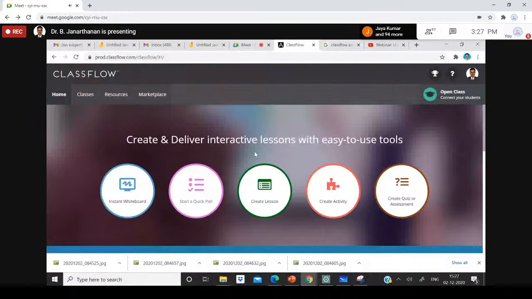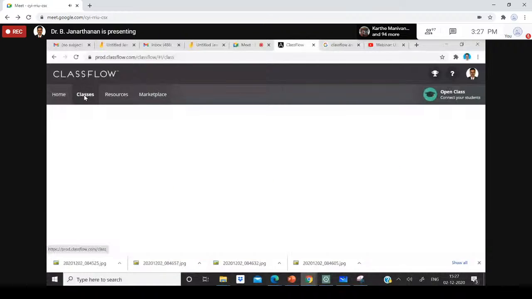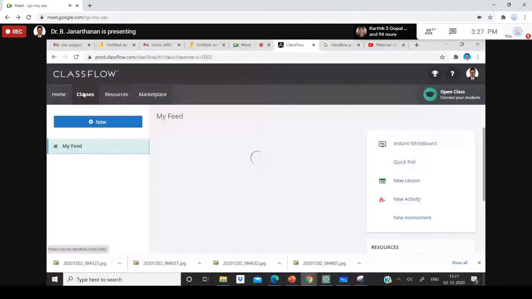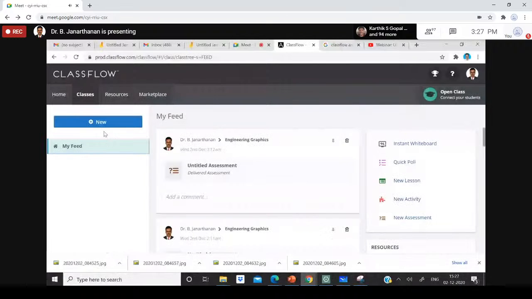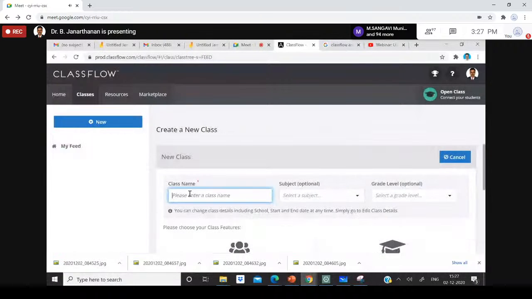They are born with these devices, so it is easy for them to learn when compared to others who are digital migrants. So we are all called migrants, and the young people are called natives. Now, classes: I will click on the classes. There is a new option here, so I can add a class. I can put the class name as engineering graphics, something, then add this class.